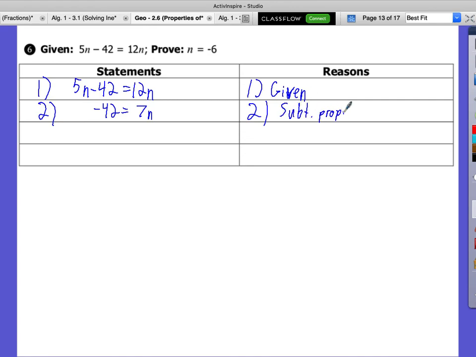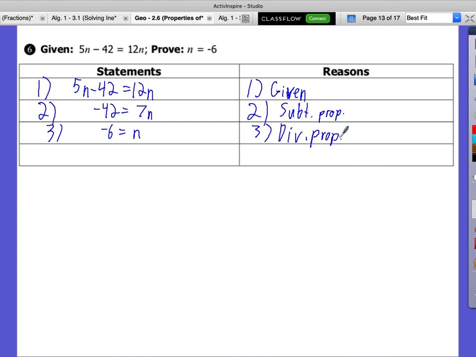Then on step 3, what math would we do? Divide by 7. What's negative 42 divided by 7? Negative 6. What's 7n divided by 7? Just n. And what property tells us we can divide both sides of the equation by the same number? Division property.